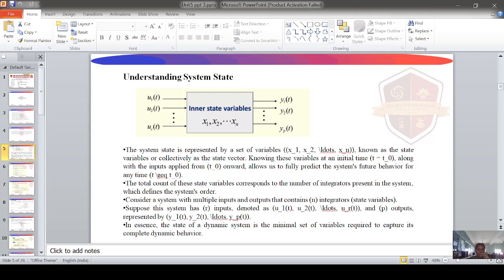Understanding system state. So these are the inputs u1 of t, u2 of t, up of t. Outputs are y1 of t, y2 of t, yp of t. The system state is represented by a set of variables known as the set of state variables, or collectively as the state vector. The total count of the state variables corresponds to the number of integrators present in the system, which defines the system model. So consider a system with multiple inputs and outputs that contains n integrators.